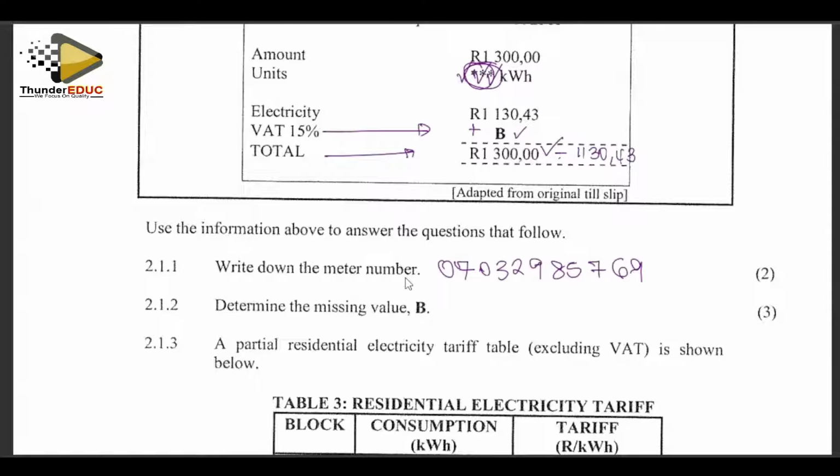The value of B was supposed to be 169.56. Another method would have been the value before VAT times 0.15. You still get the same answer, 169.56 cents. Those were the two methods of doing it.